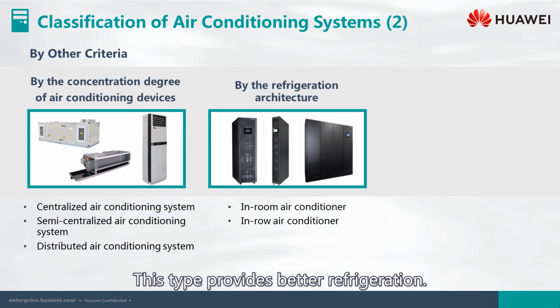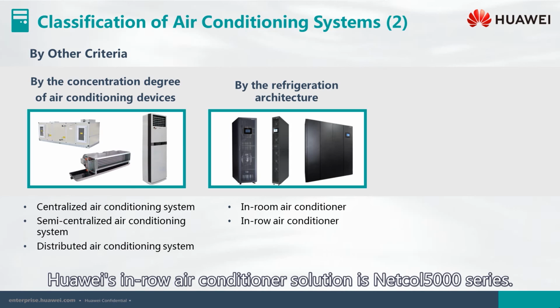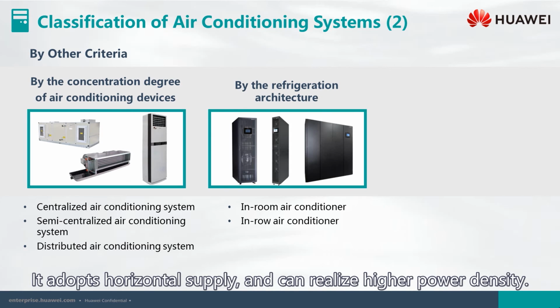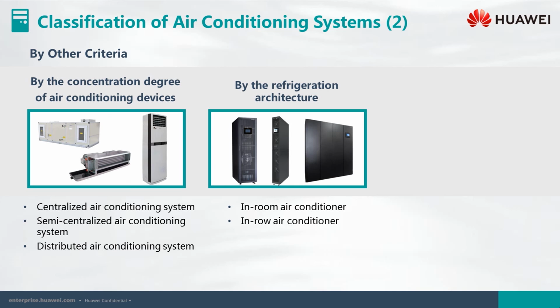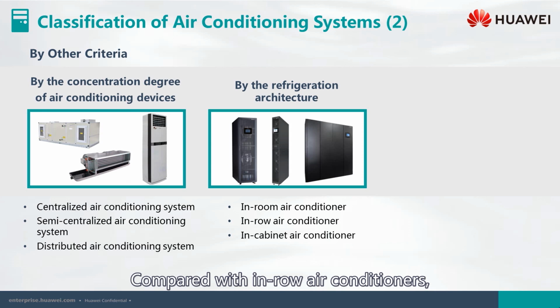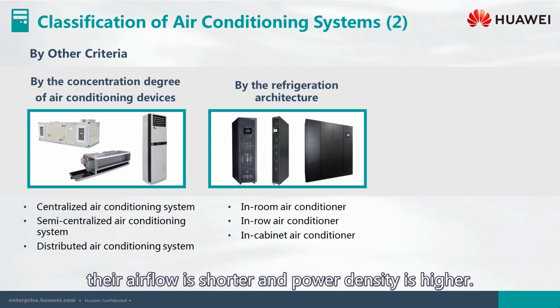This type provides better refrigeration. Huawei's in-row air conditioner solution is Netco 5000 series. It adopts horizontal supply and can realize higher power density. An in-cabinet air conditioner is installed inside a cabinet. Compared with in-row air conditioners, their airflow is shorter and power density is higher.